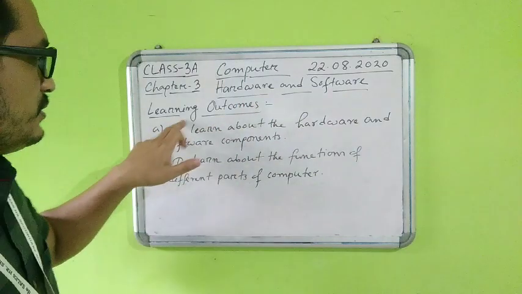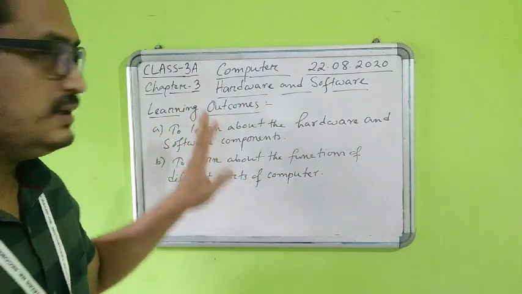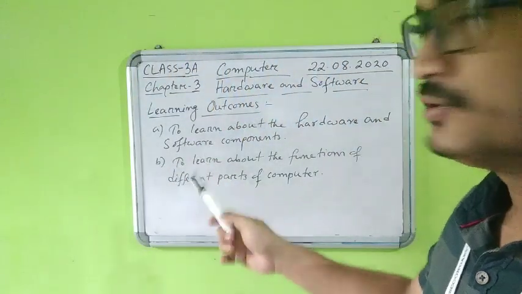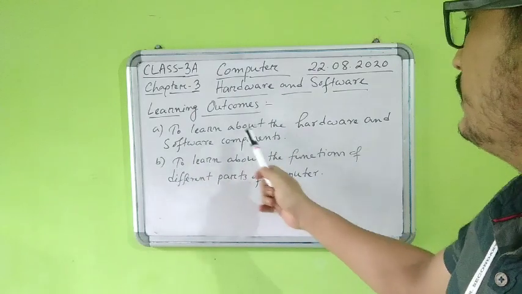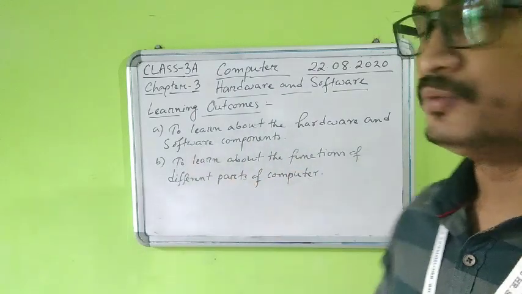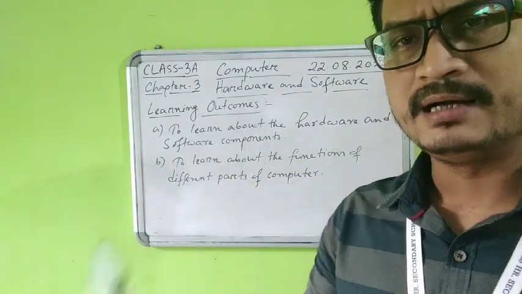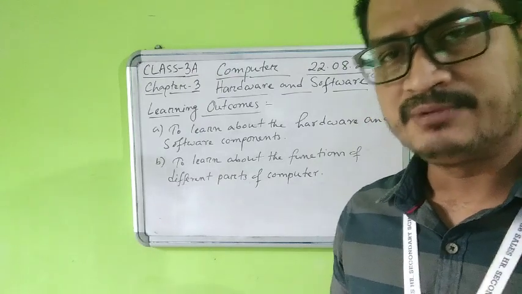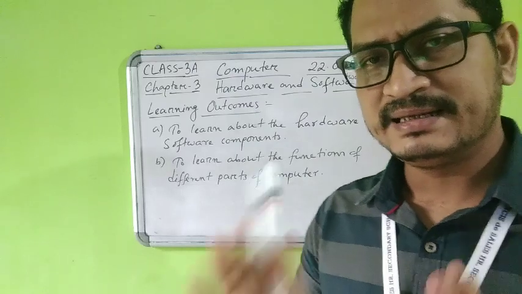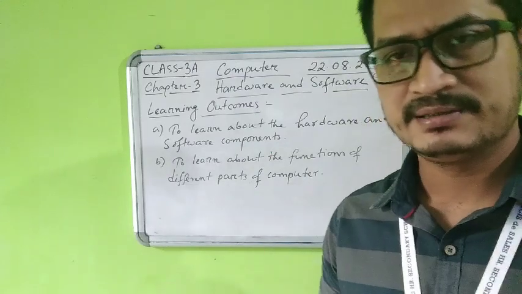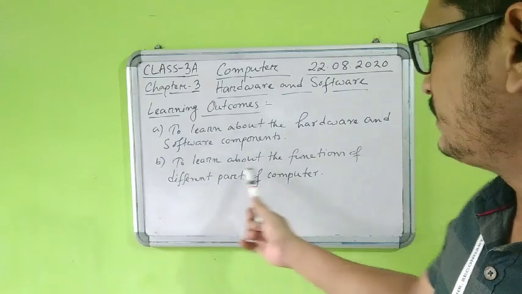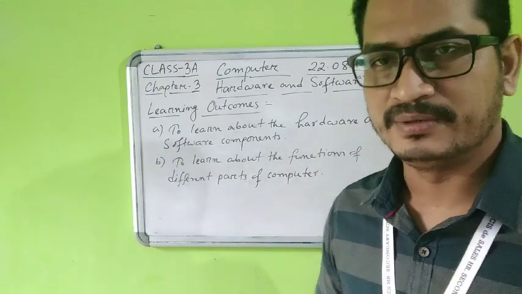Below that, write down the learning outcomes, or you can say the objectives. Number one, what we are going to learn in this chapter is to learn about the hardware and software components. What are these hardware and what are these software for a computer, that we are going to learn, because these are the two basic things of a computer. Without these two things, a computer cannot run. Then the second objective is to learn about the function of different parts of the computer.